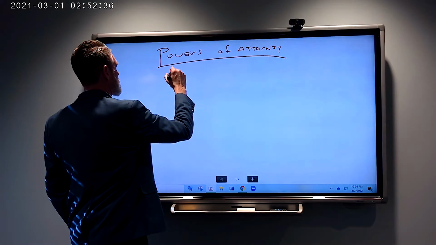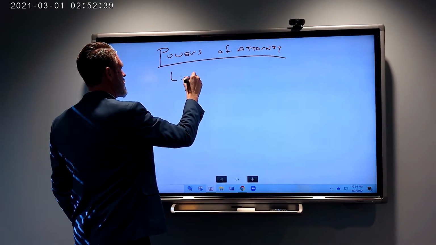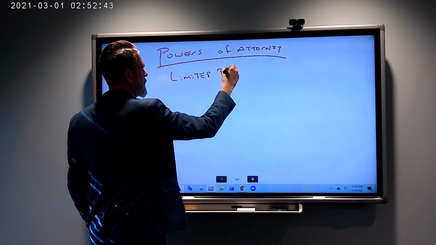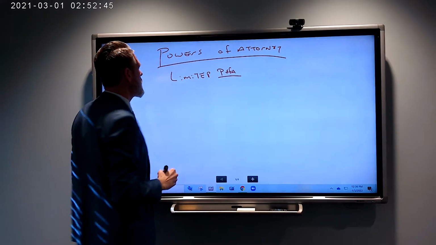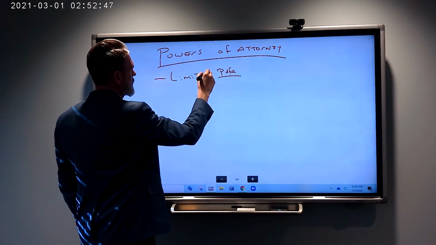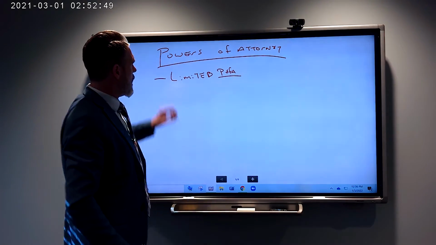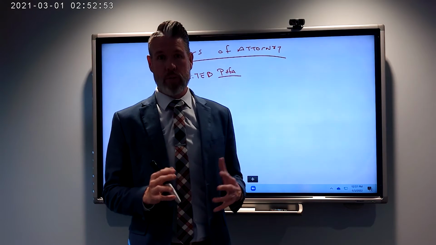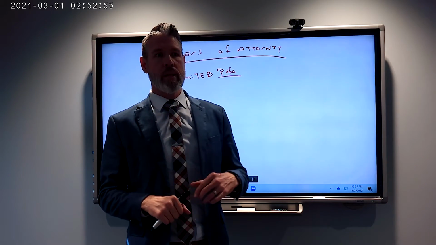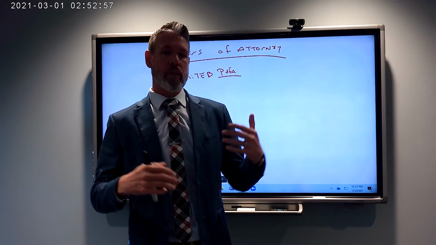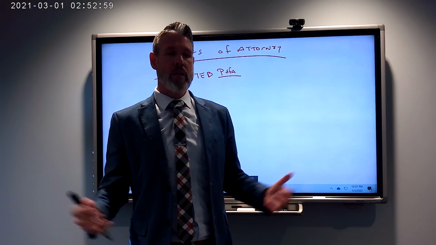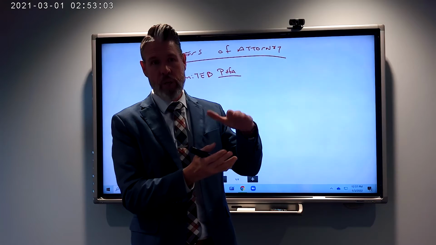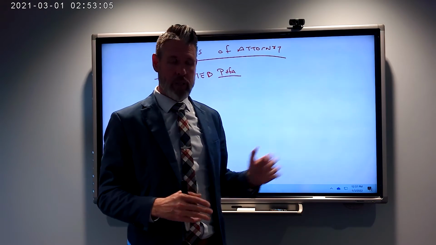There is what's called a limited power of attorney. What a limited power of attorney does is it limits my agent to do only certain things. So maybe I'll only want them to sell this one stock. I don't want them to do everything on my behalf. Then I limit that power of attorney to that one thing I want them to do. That would be a limited power of attorney.